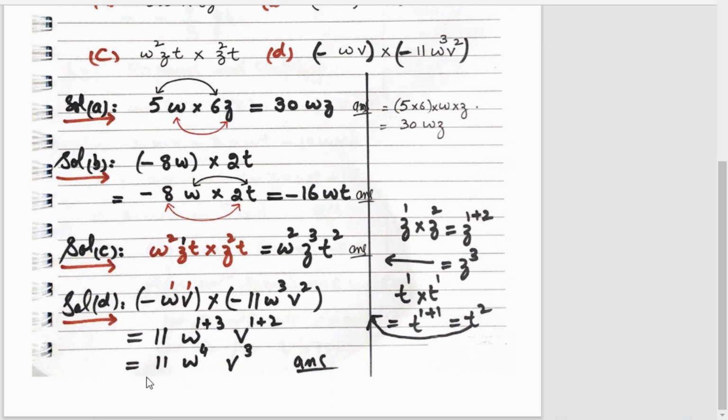What will we say? This is the product of these two terms, and it is in the form of 11W4 V cube. When there is no sign between the numbers and the variable, it means this is the product of different variables and a number. All right. This was all about this product, and this was a very basic lesson about product, about multiplication.